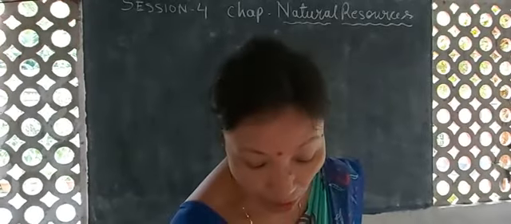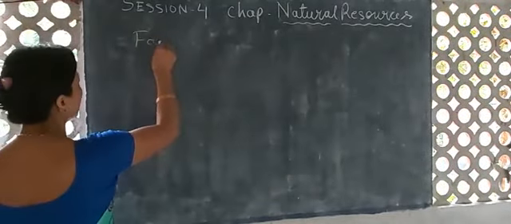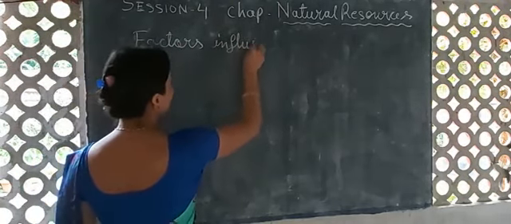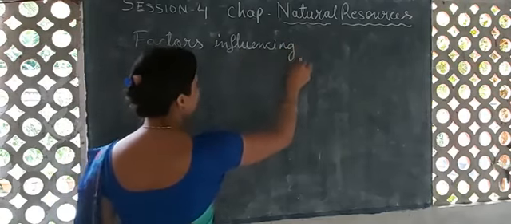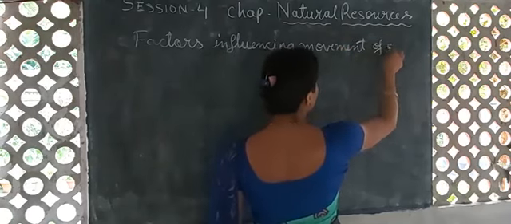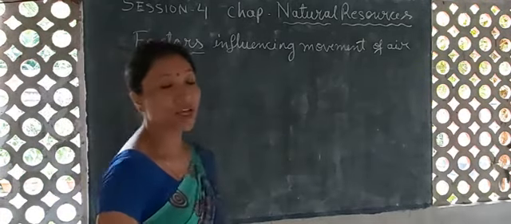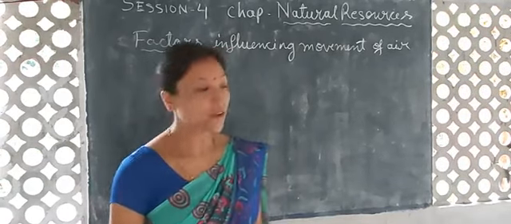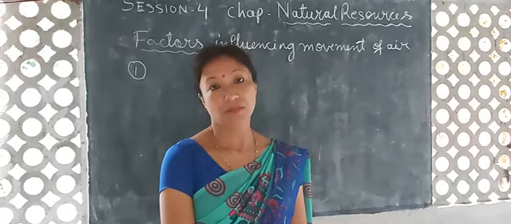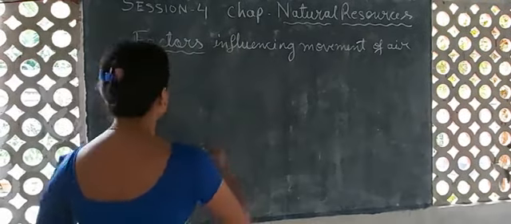So now let us discuss the factors influencing movement of air. What are the factors? There are many factors. One important factor is the uneven heating of the earth. So the first point they have given is uneven heating.